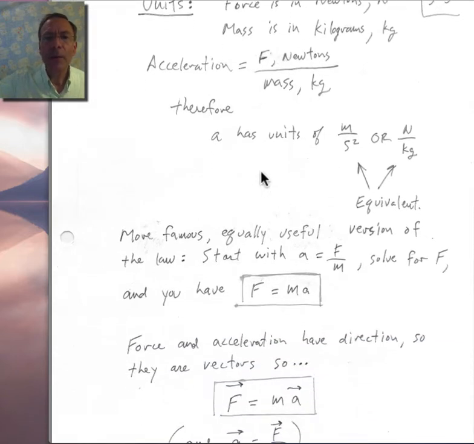So, thanks to the way this is set up, we know that acceleration, which we already learned has units of meters per second squared, we could say has units of newtons over kilograms. And in fact, that's true. Newtons over kilograms is the same thing as meters per second squared. They're equivalent. All right, so that's units.